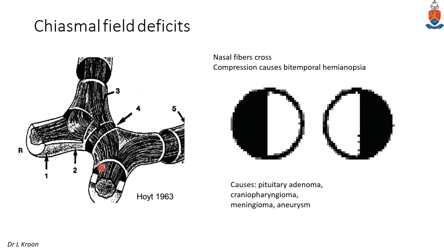Now, chiasmal field defects typically occur due to involvement of the crossing nasal fibers. So compression typically causes the classical bitemporal hemianopsia, where one has a loss of vision on the outside of both visual fields. And that's because the nasal fibers subserve the temporal field information. Where one has a lesion here at number 3, there's going to be interference with the temporal field information on both sides. Classical causes include a pituitary adenoma, craniopharyngiomas, meningiomas, as well as aneurysms.